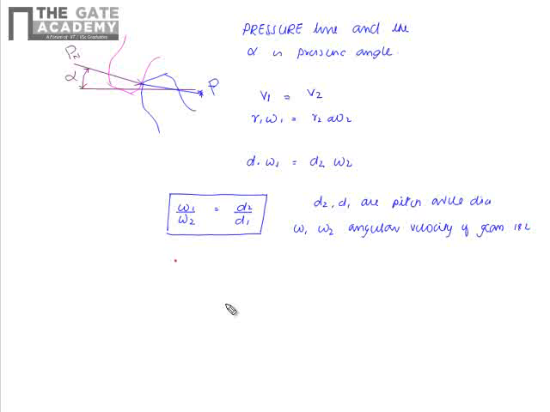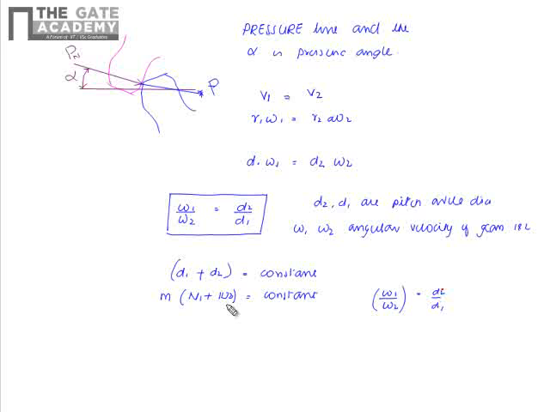And for the constant velocity ratio, we can also find a relation that d1 plus d2 should be a constant. And what is d1 plus d2? We have already seen that it is equal to m into (n1 plus n2), which should be a constant. And for the constant velocity ratio, omega 1 by omega 2 should be equal to d2 by d1.